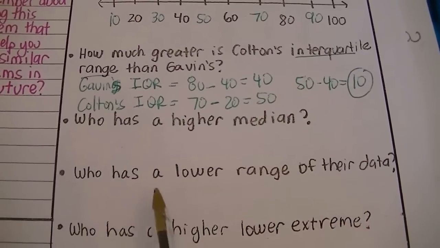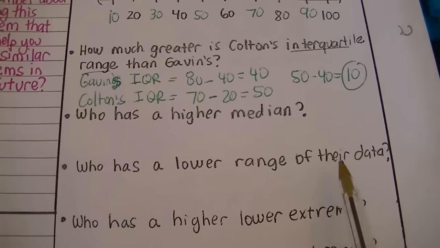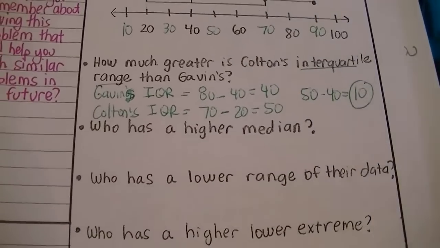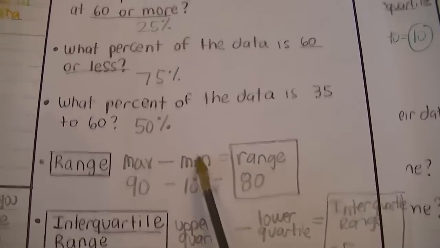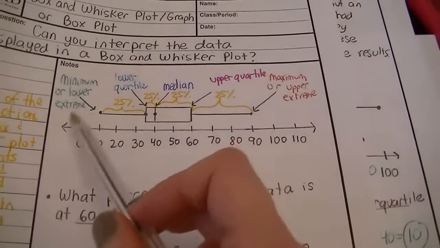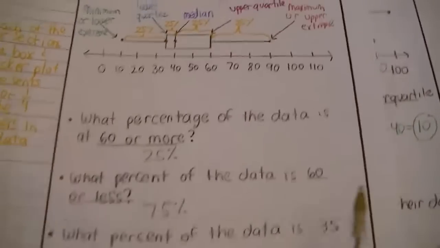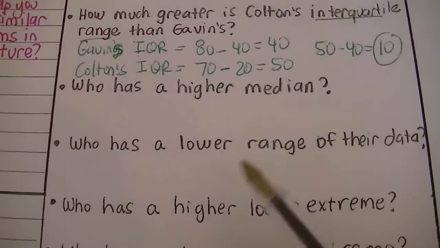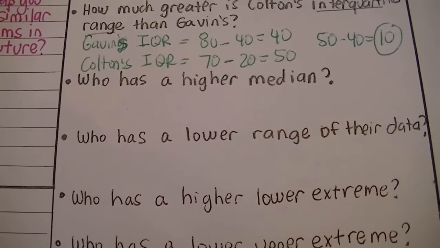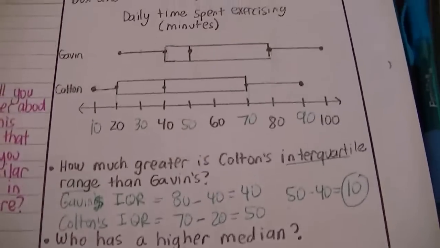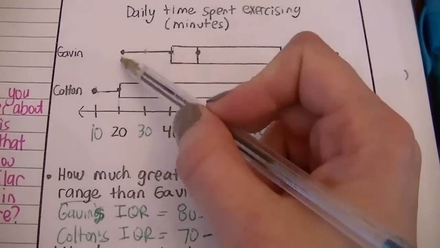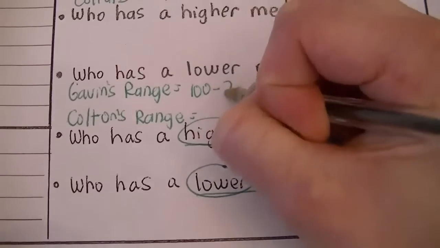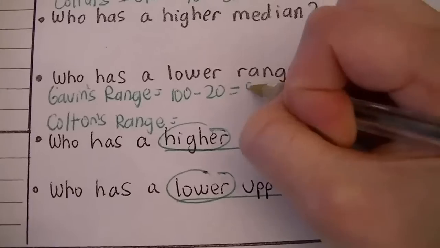The next question, who has a lower range of their data? So we've got to find the ranges of each of the boys. And to find range, if you don't recall, is going to be on the front page right here. You take your maximum minus your minimum. Or you could take your upper extreme minus your lower extreme. It's the same exact thing. Okay? So who has a lower range of their data? So for Gavin's range, Gavin's maximum or upper extreme was 100, and his minimum or his lower extreme is 20. So 100 minus 20, which would give Gavin a range of 80.